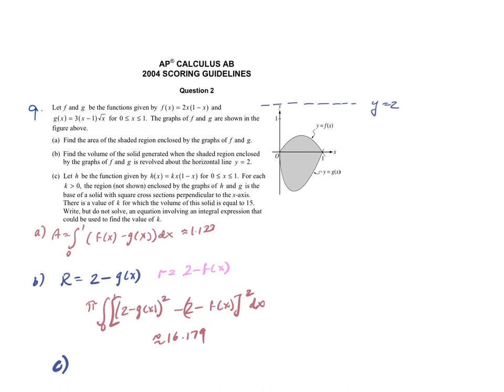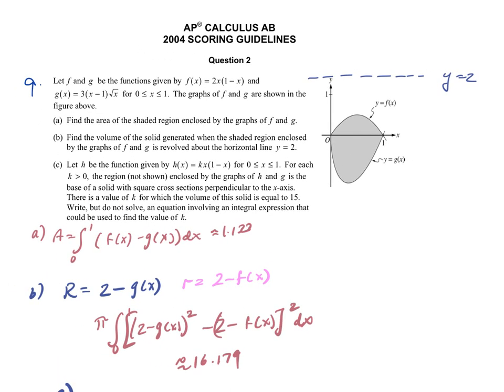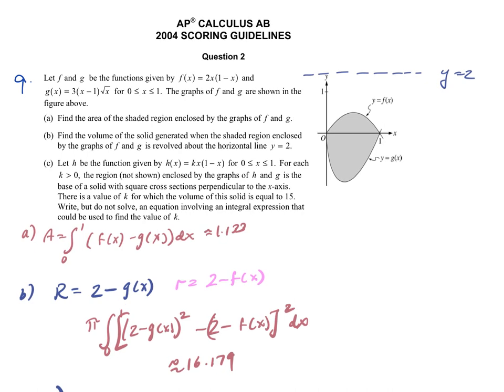All right, last part is C. So, let's see what they're asking for. So for each k greater than 0, the region enclosed by the graph of h and g is the base of a solid with cross-sections perpendicular to the x-axis. All right, so we're looking at this. There's a k for which the volume of the solid is equal to 15. Okay, that's easy.